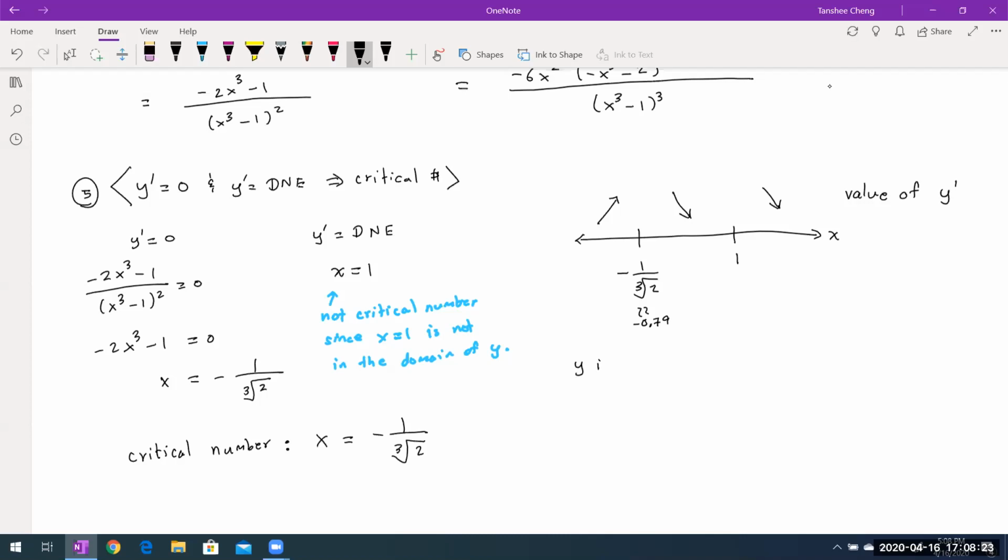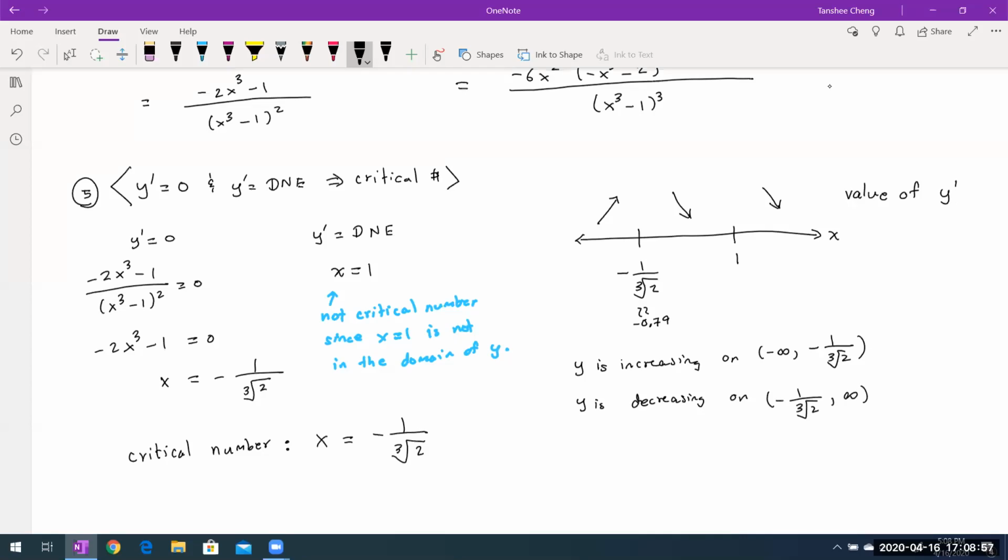So y is increasing on the interval from negative infinity to negative 1 over cube root of 2, and y is decreasing on negative 1 over cube root of 2 all the way to positive infinity, because you can basically write it down like this.